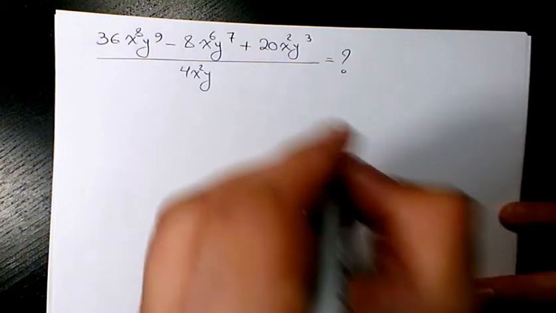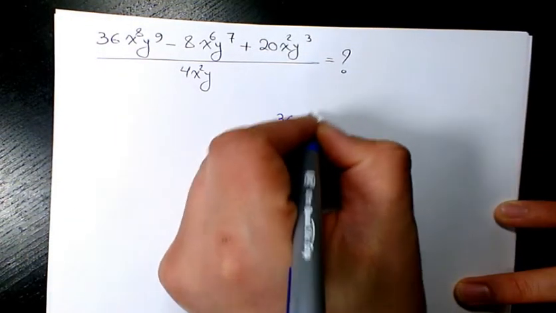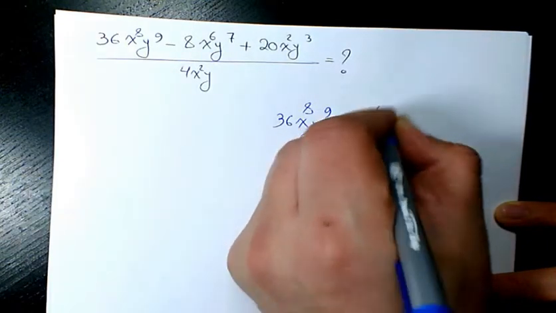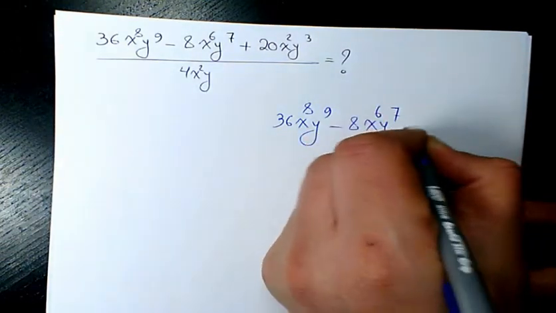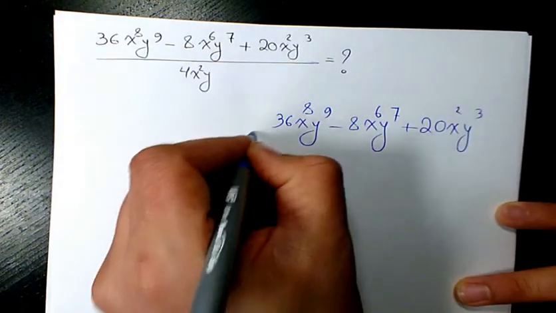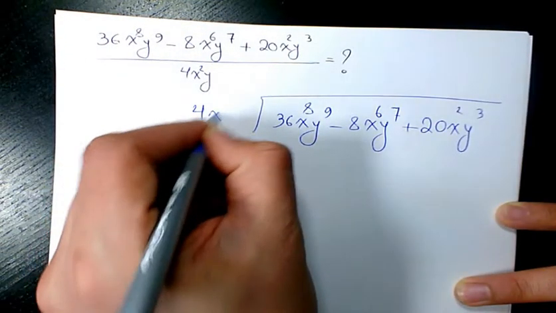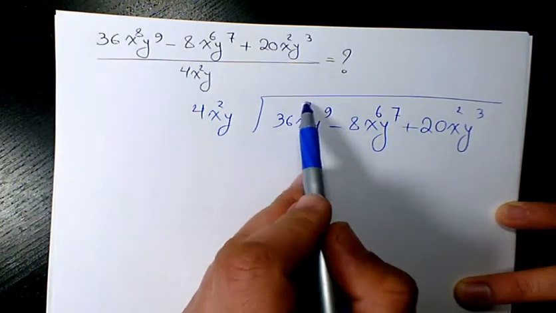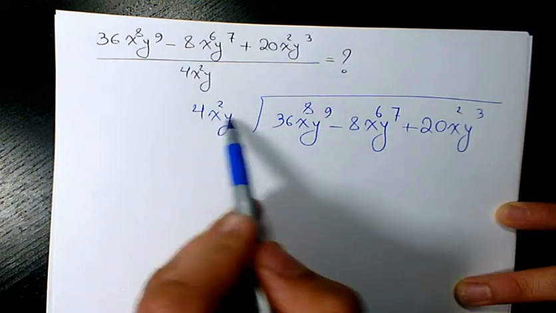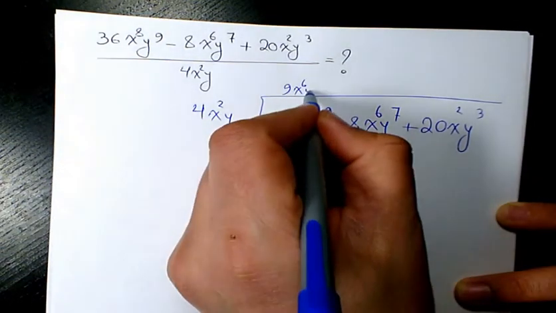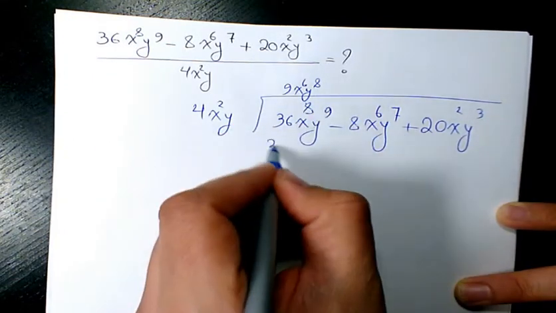Let's see this example. 36x to the power of 8 y to the power of 9 minus 8x to the power of 6 y to the power of 7 plus 20x to the power of 2 y to the power of 3 divided by 4x squared y. 36x to the power of 8 y to the power of 9 divided by this one is going to be 9x to the power of 6 y to the power of 8. When you multiply it, you get the same number.